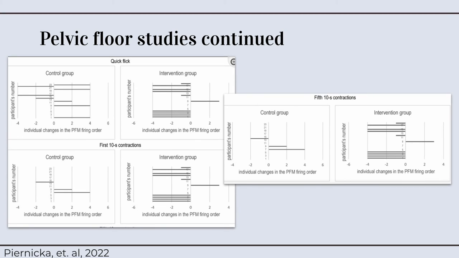Okay, so I know this is a little bit hard to see, but I wanted to show the difference between the 3 measured exercises. The quick flicks right here, the first 10-second contractions right here, and then the 5th 10-second contractions right here. The control group's exercises look a little bit more all over the place. So these are the control group right here and right here. These are just way all over the place right over here, okay?